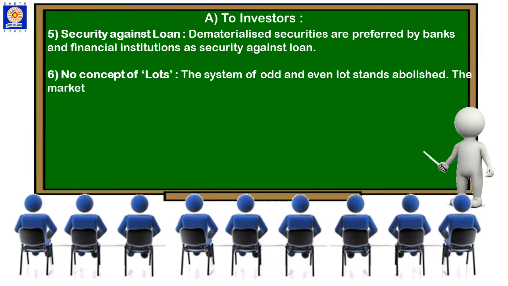The sixth advantage is no concept of lots. The system of odd and even lots stands abolished. The market lot is one share for dematerialized securities. Students, in the stock market, lot size refers to the number of shares you buy in one transaction. But now, after the introduction of the depository system, lots are abolished.